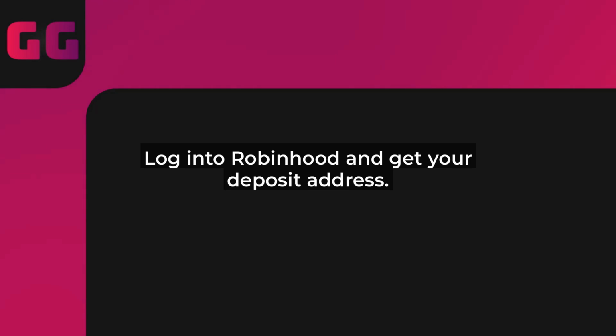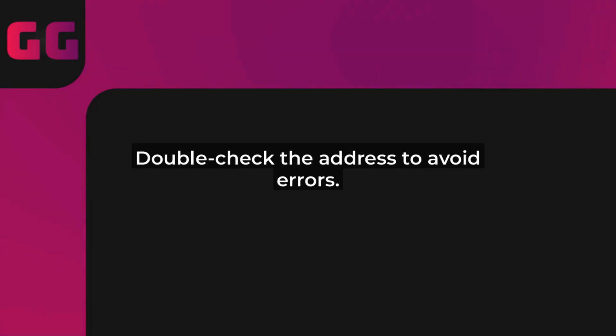Look for the option to deposit Chainlink. Robinhood supports it, but confirm the network, which is usually Ethereum for Chainlink. Next, in Robinhood, generate or copy your unique deposit address. This is crucial because it's a long string of characters. Double-check it to prevent sending your tokens to the wrong place. Mistakes here can lead to permanent loss, so take your time.